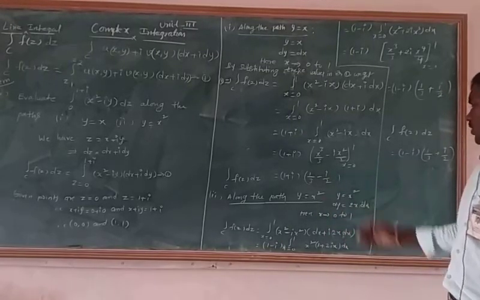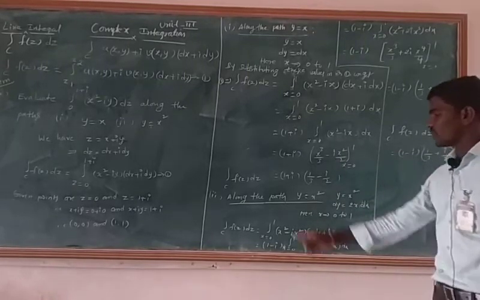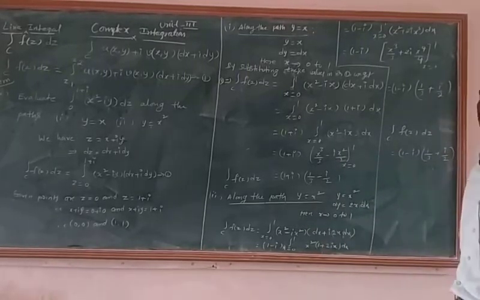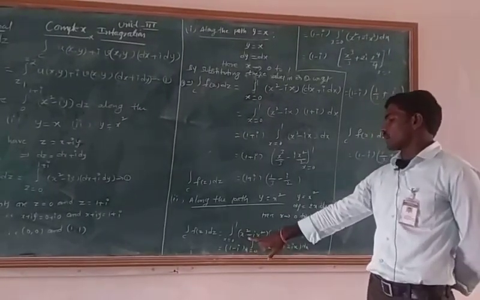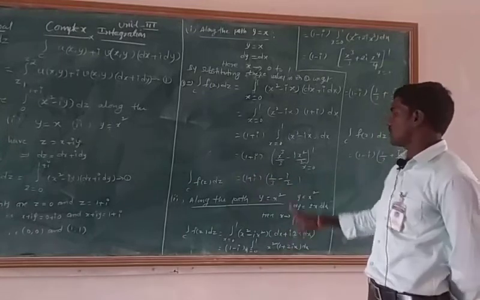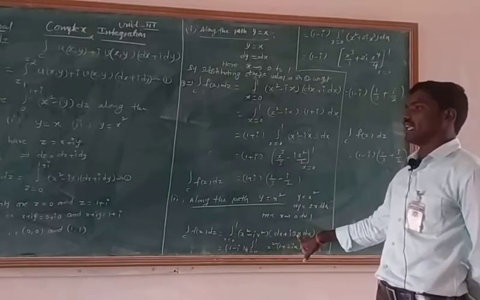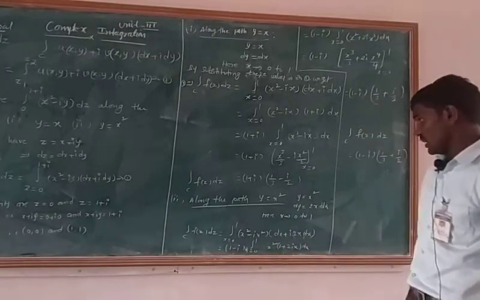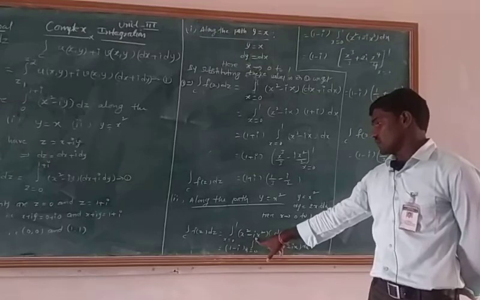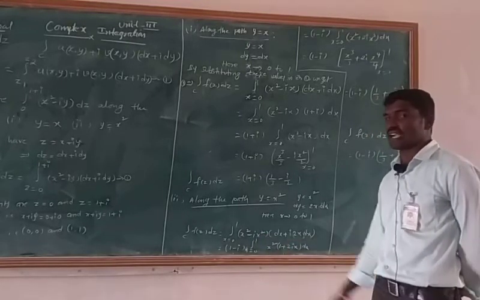Therefore, I have to substitute this result in equation 1. Equation 1 becomes integral over C of f(z) dz equals integral of x varies from 0 to 1 of x square minus i into y, which is nothing but x square, into dx plus i into dy, which is nothing but 2x into dx. Here x square is common, so we get a constant value 1 minus i.